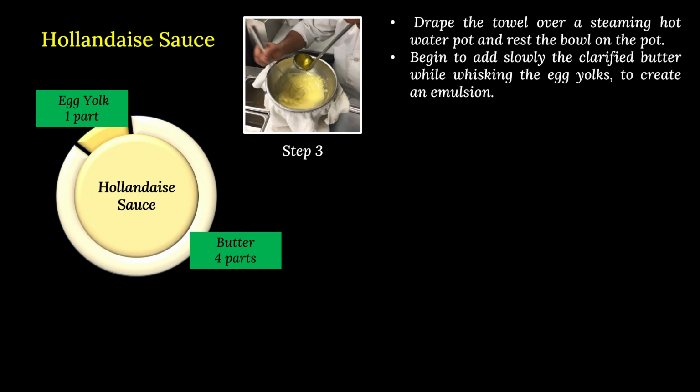Begin to add slowly the clarified butter while whisking the egg yolk to create an emulsion. Now here the actual emulsion process is starting. What you are going to do, after putting the things on a double boiler which is already draped with a towel on top and the saucepan is placed on top, then take a whisk balloon beater and go on adding clarified butter drop by drop and continuously whisk it.